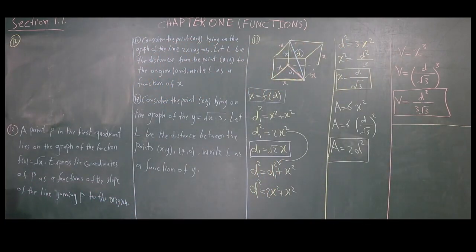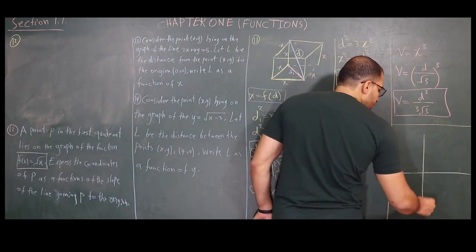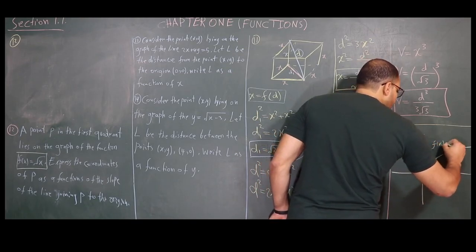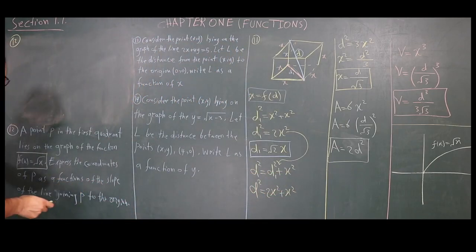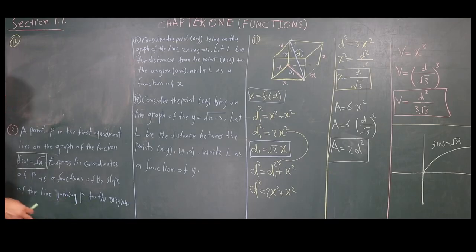Exercise number 12. A point P in the first quadrant lies on the graph of the function f of x equal to the square root of x. We don't need to plot, I just plot to make things clear. This is the graph of f of x equal to the square root of x. It's a very well known graph, and it expresses a function. So express the coordinates of P as a function of the slope of the line joining P to the origin.